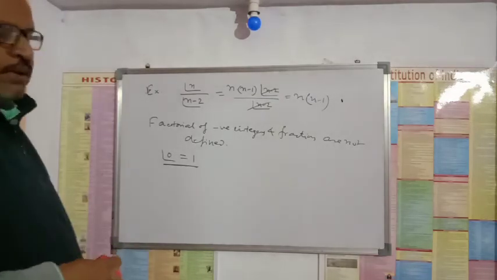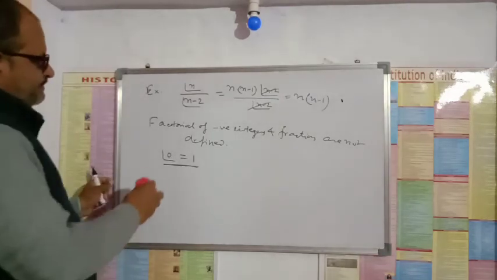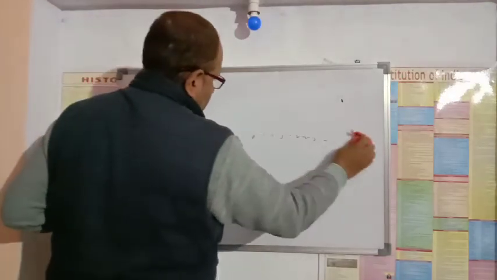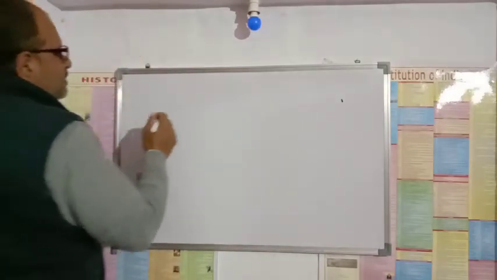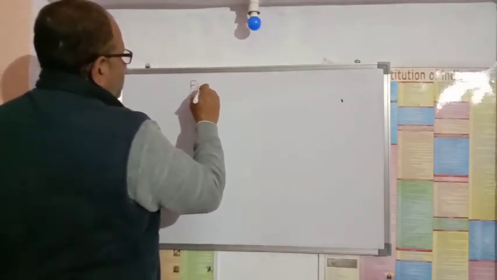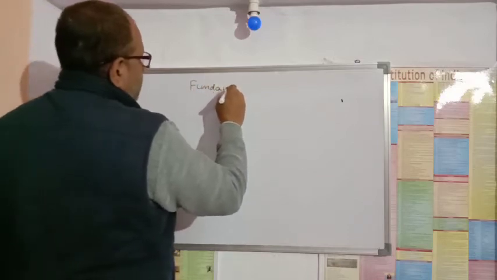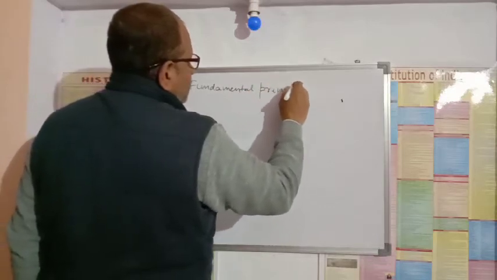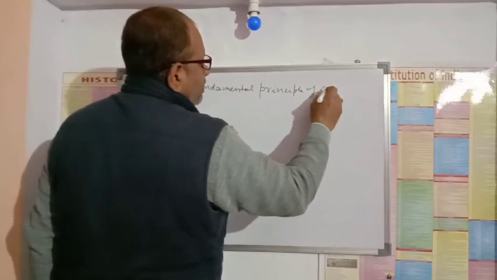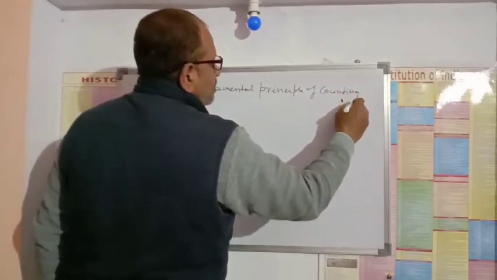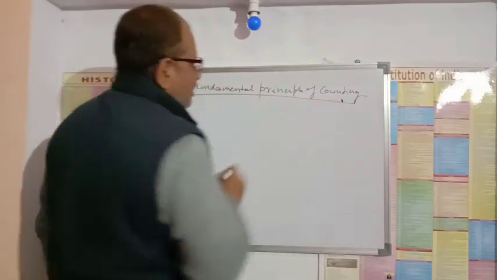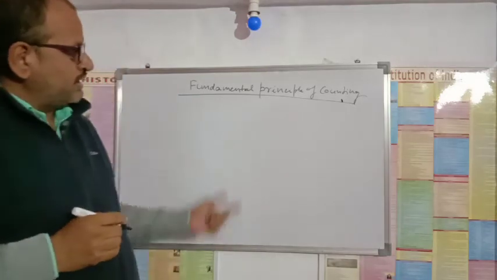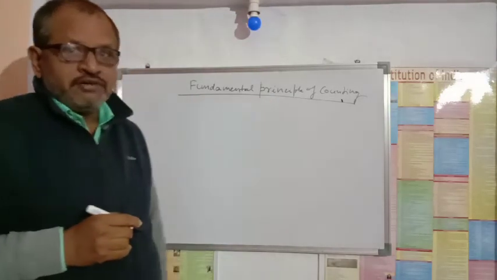Next topic is fundamental principle of counting. Fundamental principle of counting gives the base of permutation and combination. So there are two fundamental principles of counting.